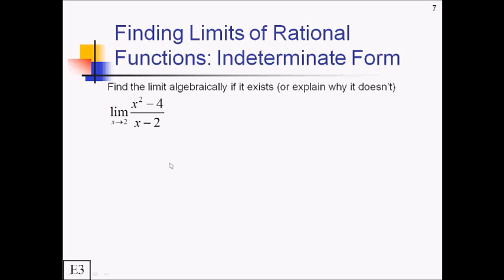On we go to this next example. Pause the video and get started on this one. All right, so you probably ran into some interesting things when you did that. If you plug 2 into the numerator, we have 4 minus 4, which is 0. In the denominator, we've got 2 minus 2, which is also 0. So what do we do with 0 over 0?